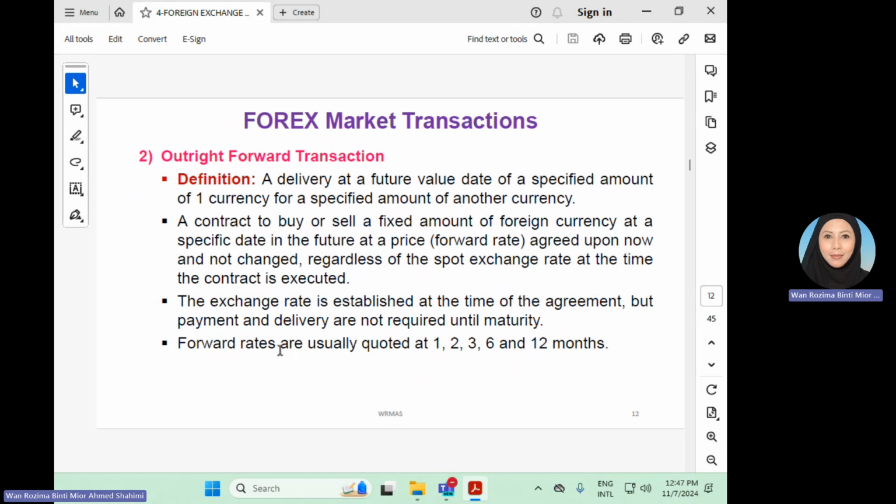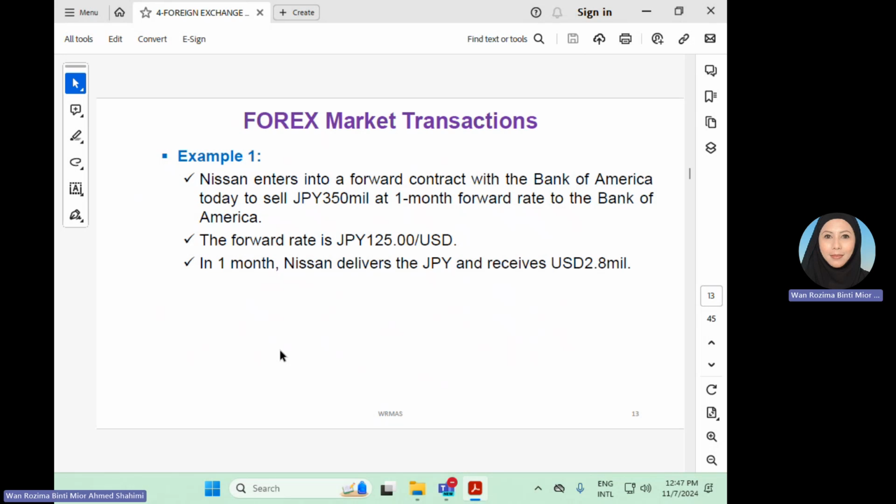So forward rates are usually quoted at 1 month, 2, 3, 6, and 12 months. As you can see, this one is just an example. Nissan enters into a forward contract with the Bank of America today to sell Japanese yen 350 million at 1 month forward rate to the Bank of America. So we lock the price at Japanese yen 125 per dollar.